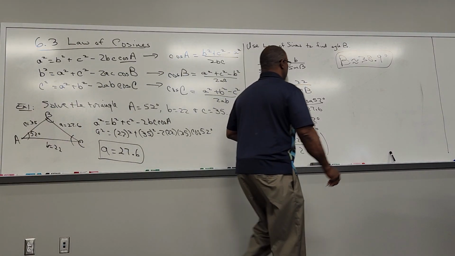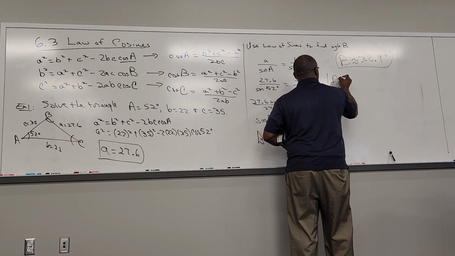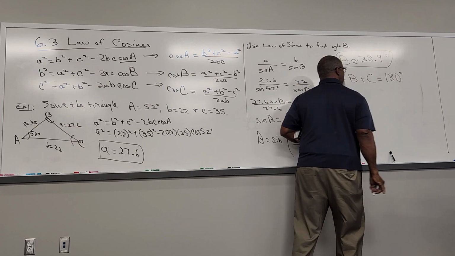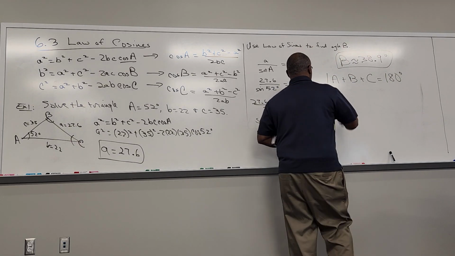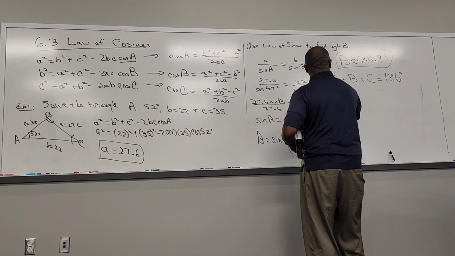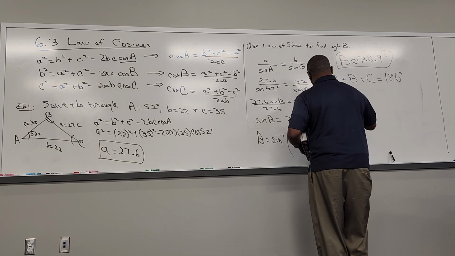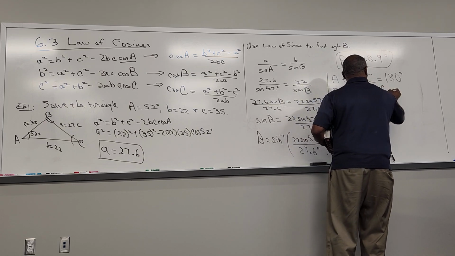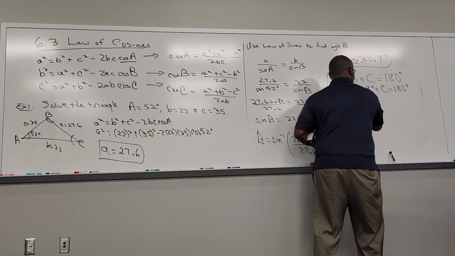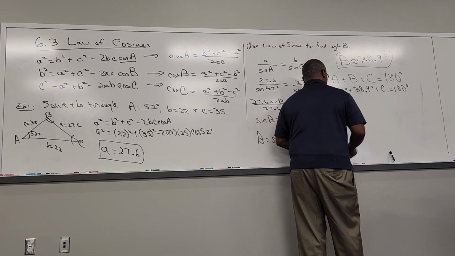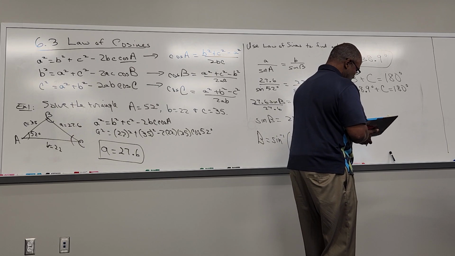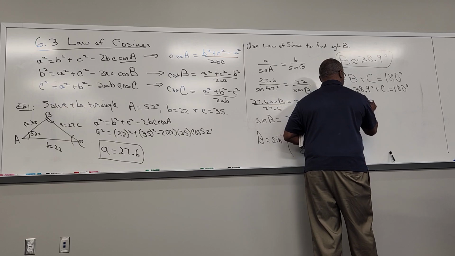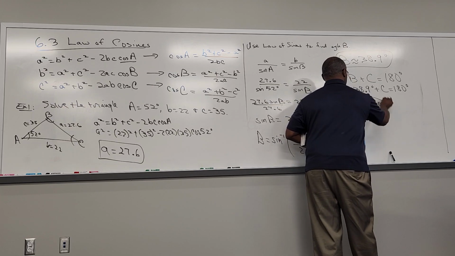The last thing to do is, I don't know angle C, but now I have two angles to find that third angle. Angle A plus angle B plus angle C. The sum of all three angles in any triangle is always equal to 180. So angle A I know is 52 degrees, and angle B now is 38.9 degrees, plus angle C equals 180. Add these two up and subtract from 180, and you'll find that angle C is approximately 89.1 degrees, rounding off to one place.